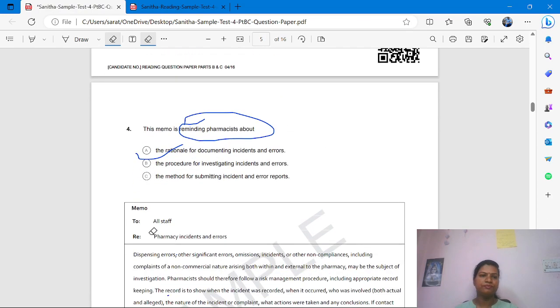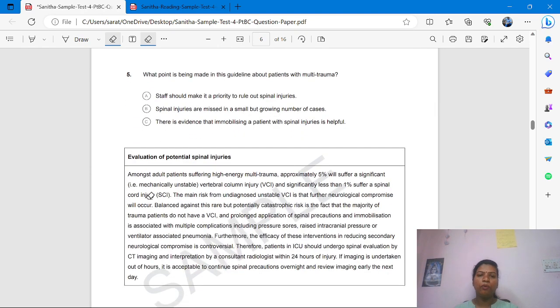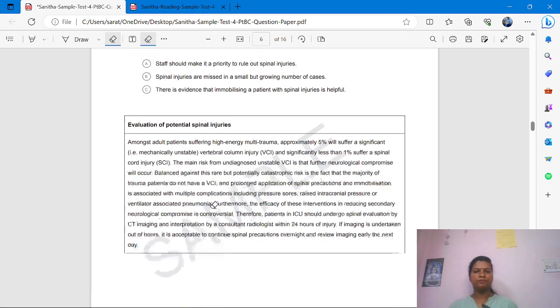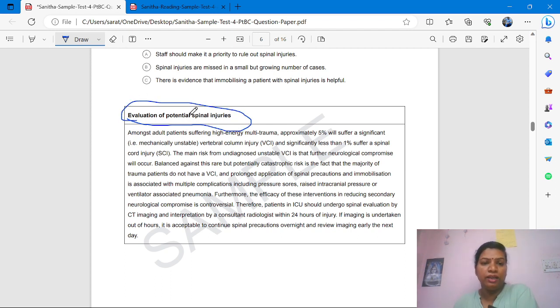Option 5. What point is being made in this guideline about patients with multiple trauma? You have to read and understand the question, then come to the options. Read the title: evaluation of potential spinal injuries. We are evaluating potential spinal injuries. How to evaluate if there are any potential spinal injuries.